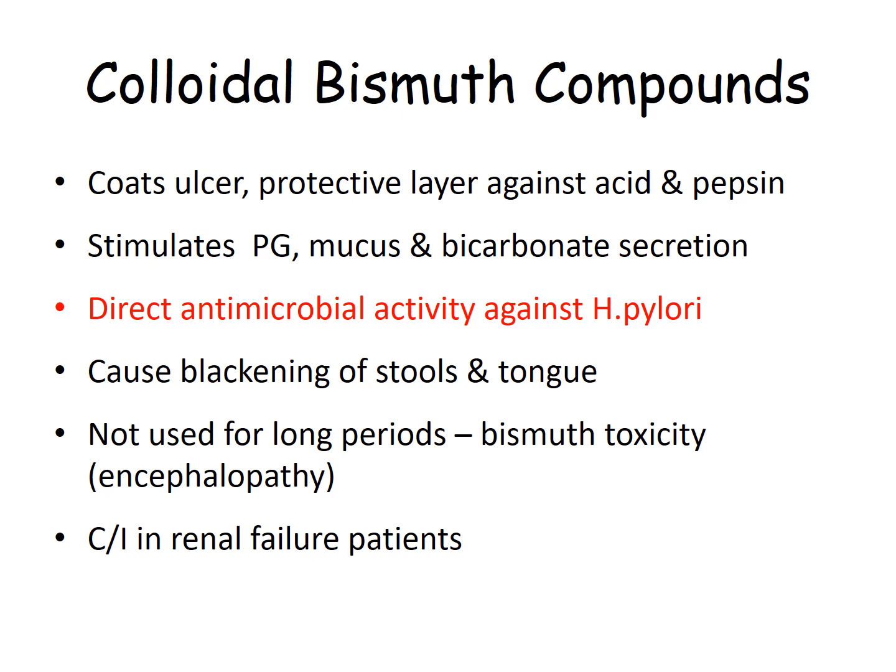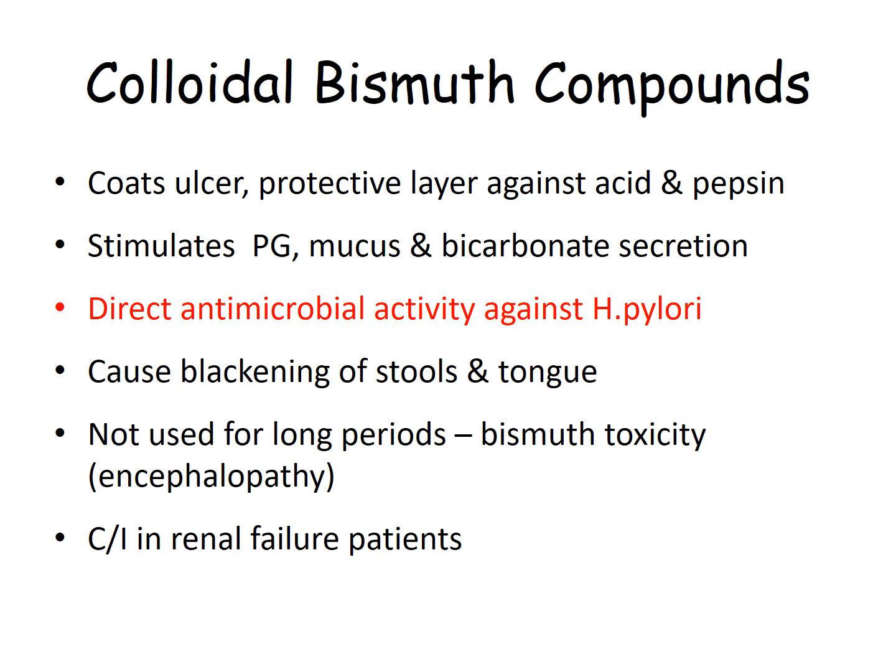But there is an additional property. It stimulates prostaglandin, mucus and bicarbonate secretion, so it increases our normal defensive mechanism. Another property of colloid bismuth compound is direct antimicrobial activity against H. pylori. So it has two special actions along with the protective layer: it stimulates prostaglandin, mucus and bicarbonate secretion and increases the defense mechanism, and it can directly act on H. pylori as an antimicrobial agent.